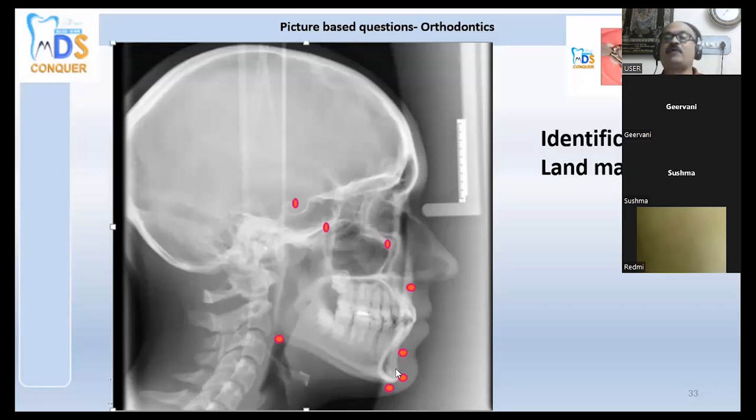The chin has three points. One is the pogonion, the anterior most point, and two, the lower most point of the chin, the menton, and in between what you call the gnathion, which is the bisector of a tangent line towards your pogonion and menton. Very good. Yes, it is gnathion.